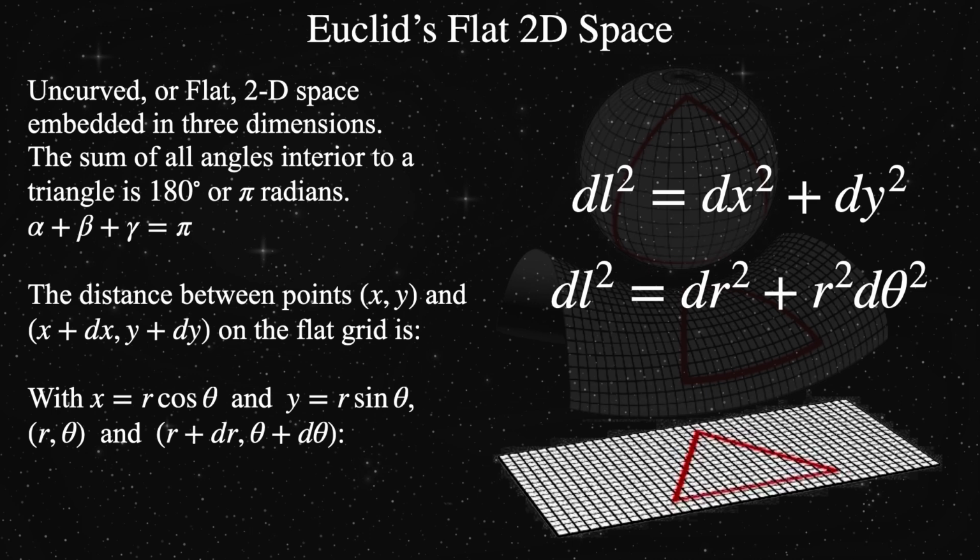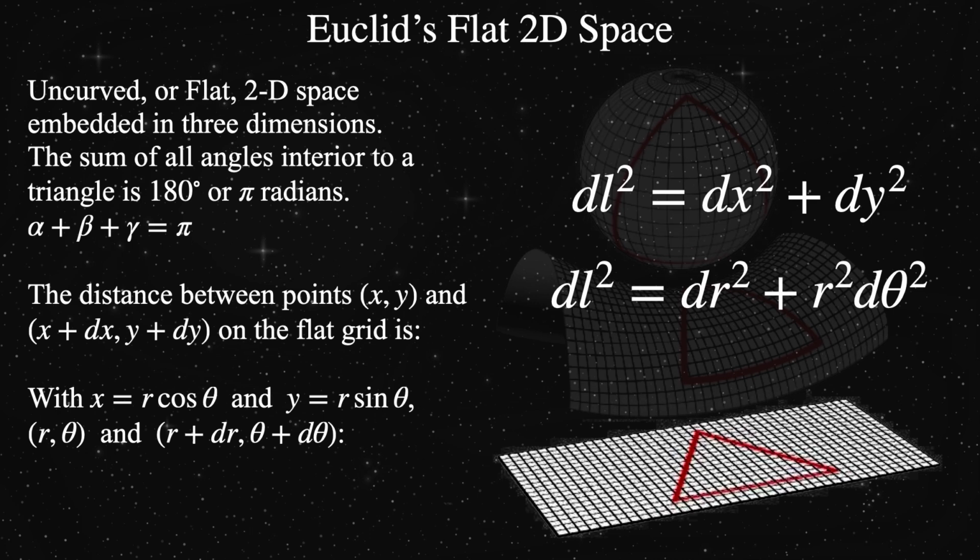The metric can also be expressed in polar coordinates rather than Cartesian coordinates. We declare x to be r cosine theta and y to be r sine theta. The r is some radial distance from some declared origin point. Theta is the angle from the x-axis towards the y-axis that this radial distance points.